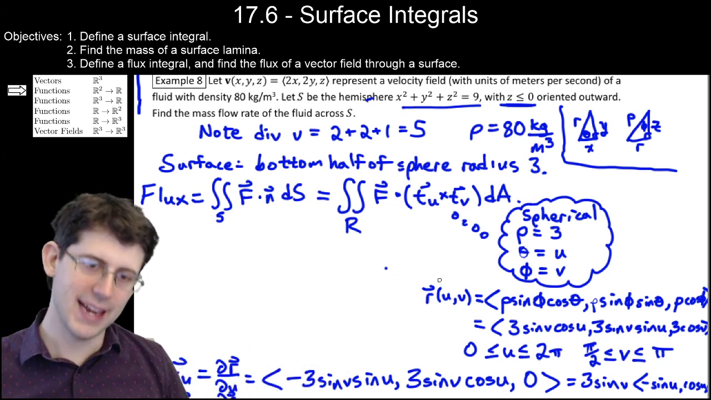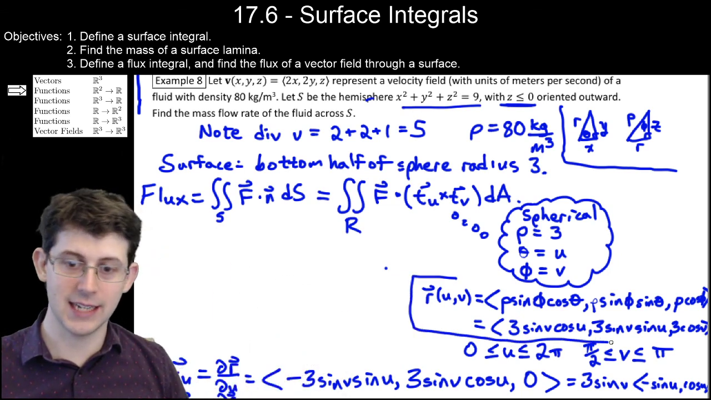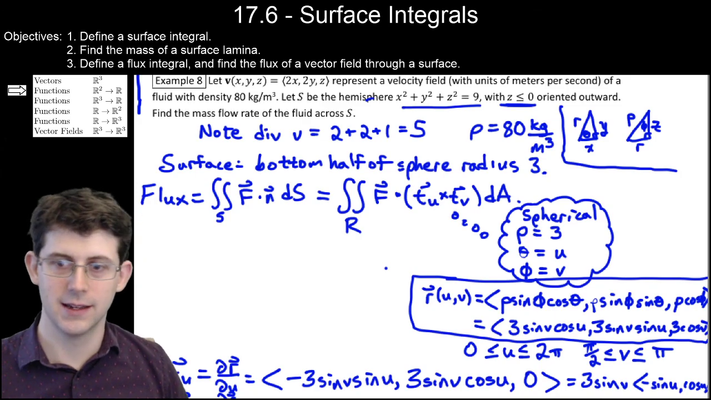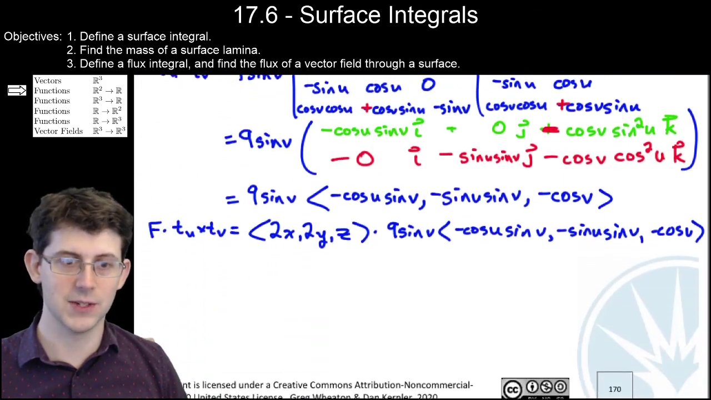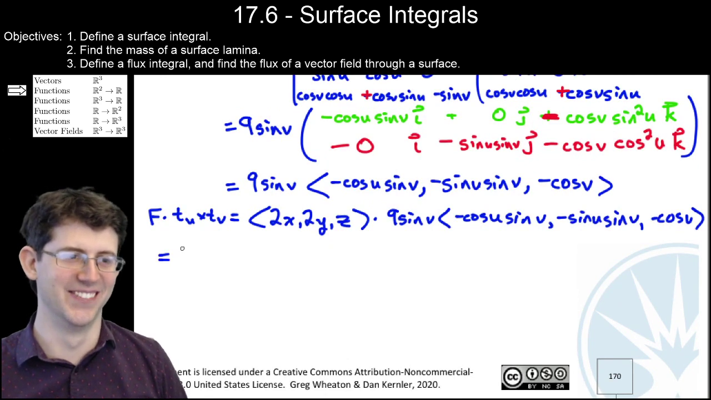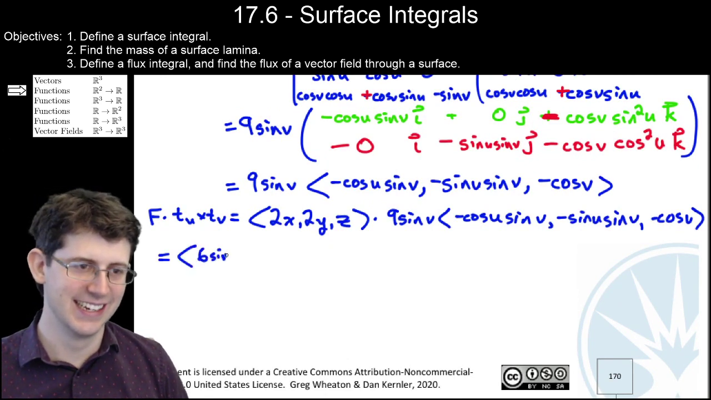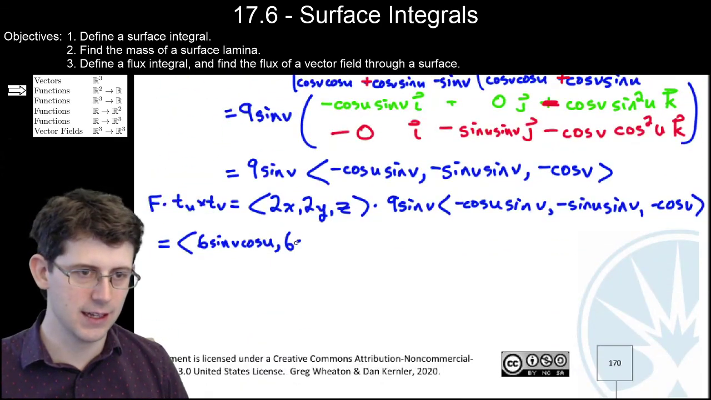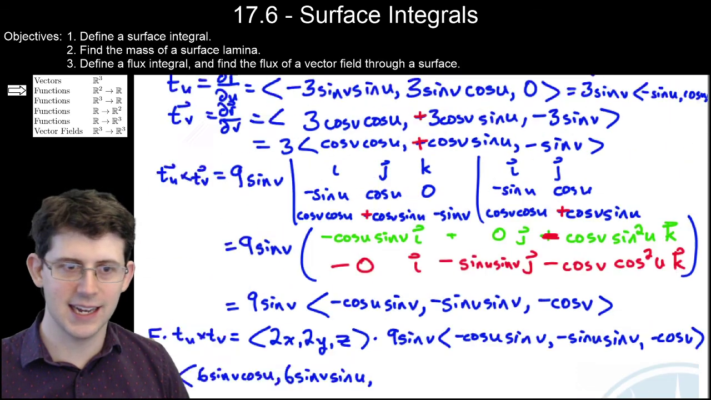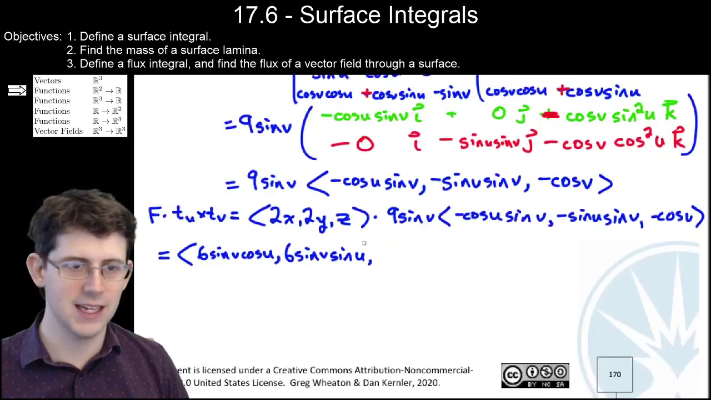Well, when that happens, your parameterization is actually telling you what x, y, and z are. This says, here's x, here's y, and here's z. So x is actually 3 sine v cosine u. Y is actually 3 sine v sine u. And z is actually 3 cosine v.